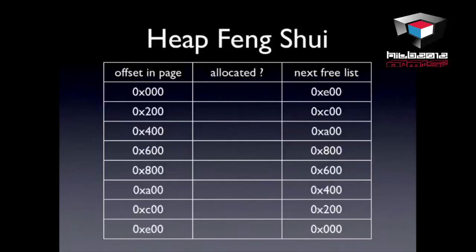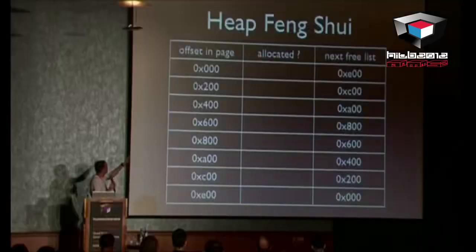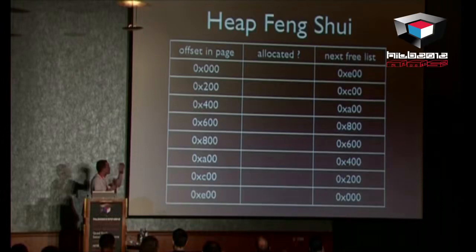So here is a table of a page in the kernel heap. You have in the first column the offset in the page, whether it's allocated or not, and this is not quite related to the offsets. I should have put that elsewhere, but okay. This is the next free element list.